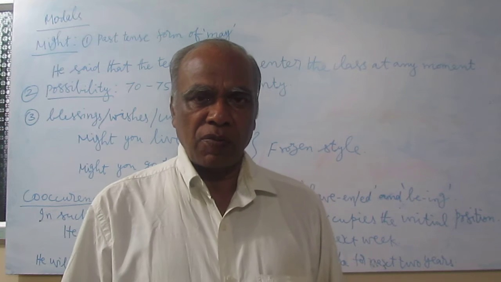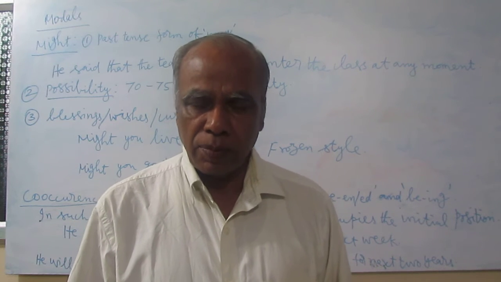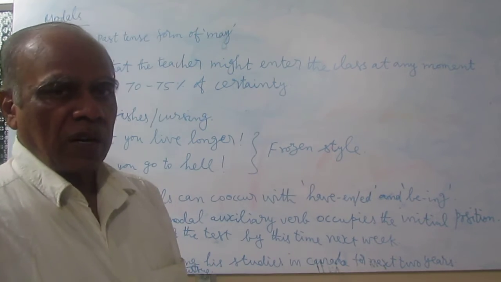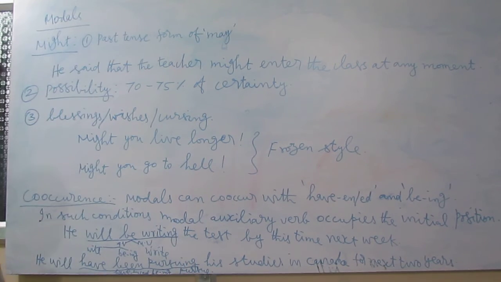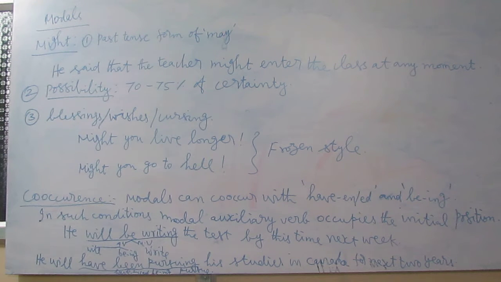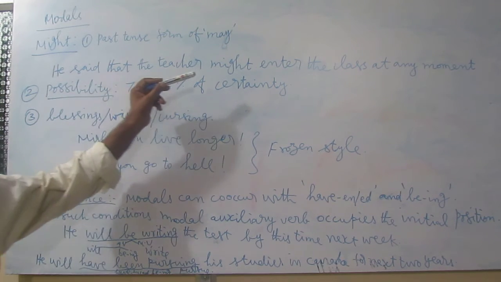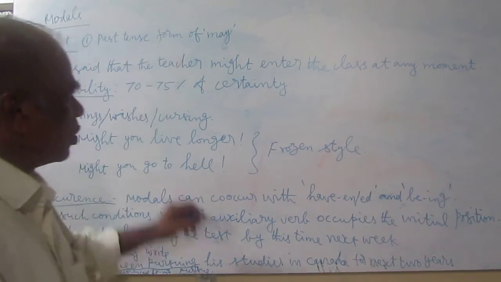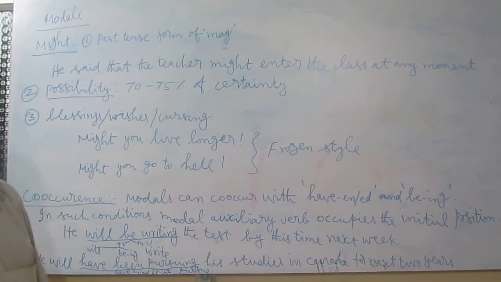Might is also the past tense form of a modal auxiliary verb. It is used for different functions. One is as the past tense form of may. Suppose you change a statement into indirect speech. Rama said to the class, "The teacher may enter the class at any moment." You can change this like this: He said that the teacher might enter the class at any moment. So may will change into might here.